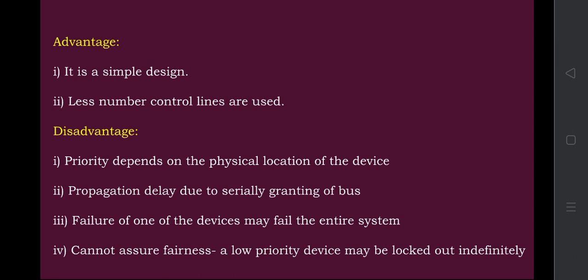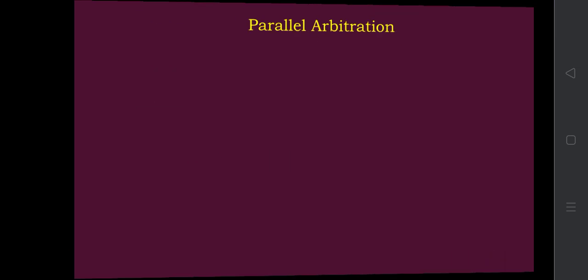And the last one is that it cannot assure fairness. A low priority device may be locked out indefinitely. What it means is, a device with low priority, which is at the end of the line, will not get control of the bus for a long time, though its process may be urgent. So that is not a fairness case. That is the problem in this particular type of serial arrangement.